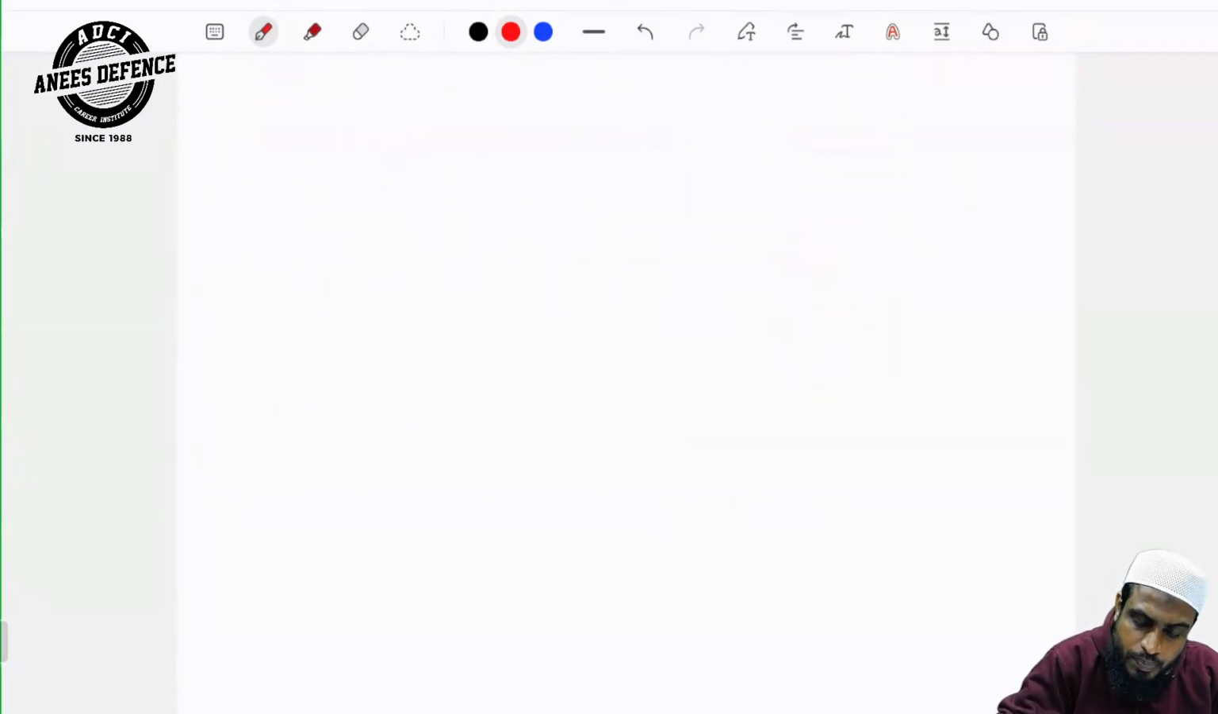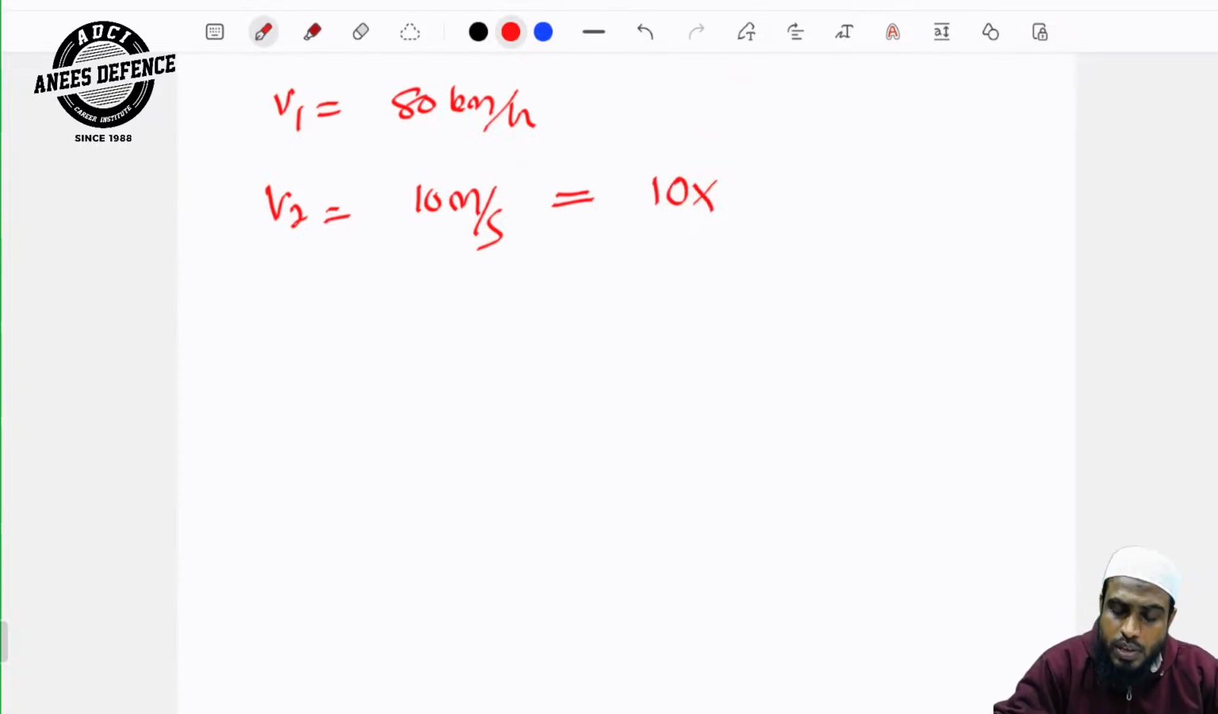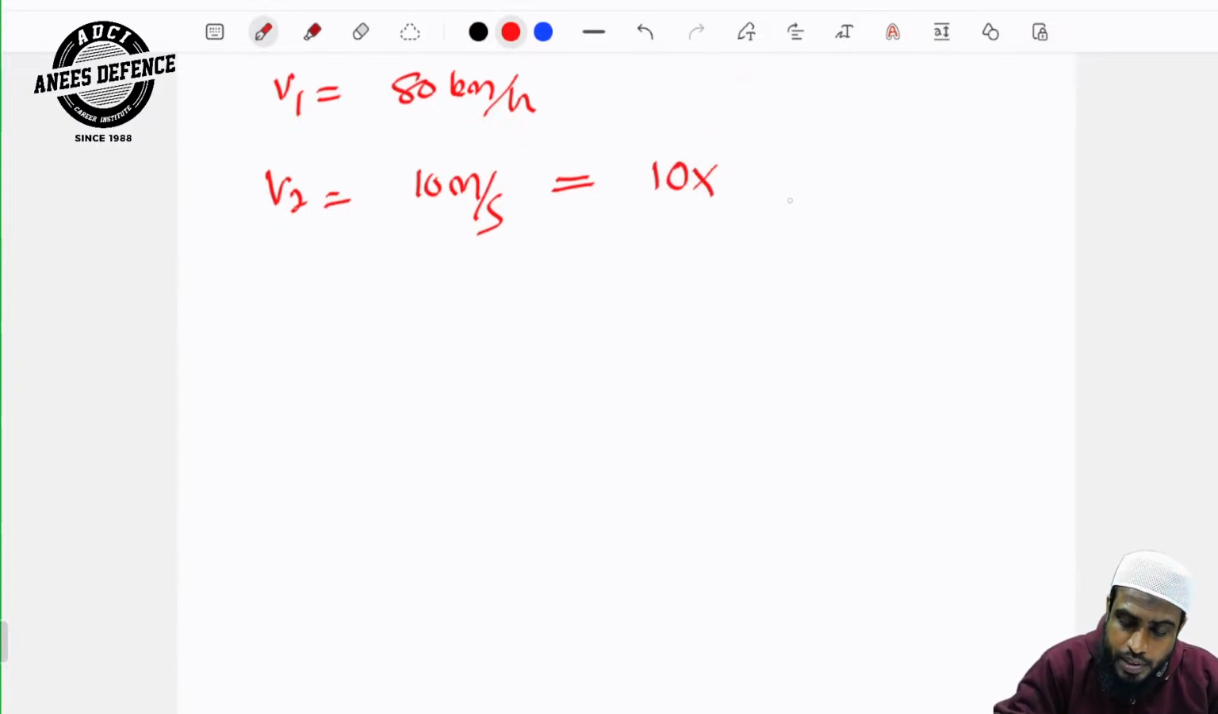Similarly, if you want to convert, we will do that also. We will put V1 equal to 80 kilometer per hour, V2 is equal to 10 meter per second. Now we will convert back into kilometer per hour. When you are converting kilometer per hour into meter per second, you have to use 5 by 18. If you want to convert meter per second into kilometer per hour, you have to use 18 by 5.